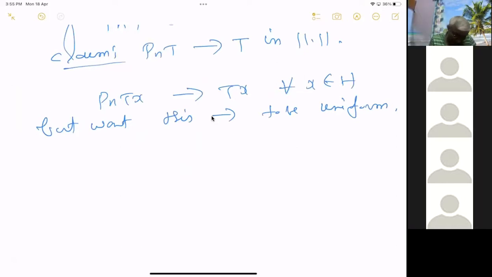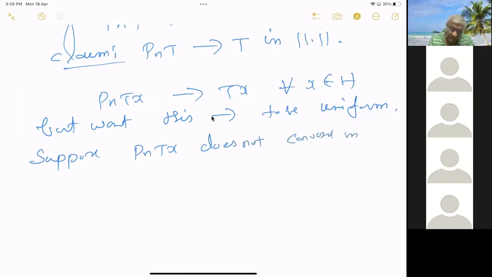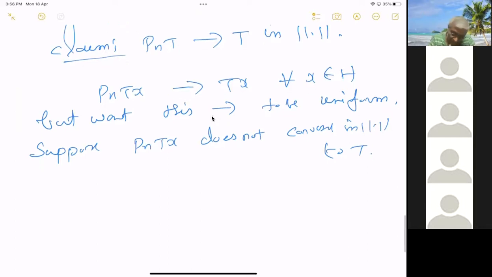Suppose this does not happen. PnTx converges to Tx, we have seen in the last class. Suppose PnT does not converge in norm to T, that is, the convergence is not uniform. What is convergence? Given epsilon, you have to choose a capital N such that for any small n greater than that N, the difference between Tx minus PnTx should be less than epsilon. And that N you should be able to choose for all x in H1 uniformly. Suppose it does not converge uniformly.